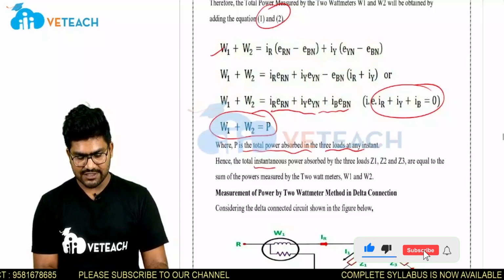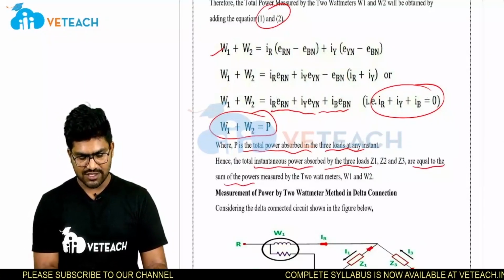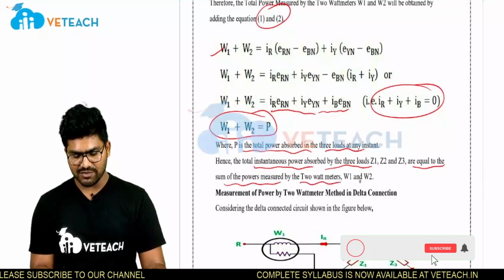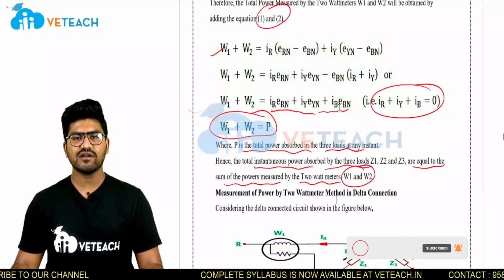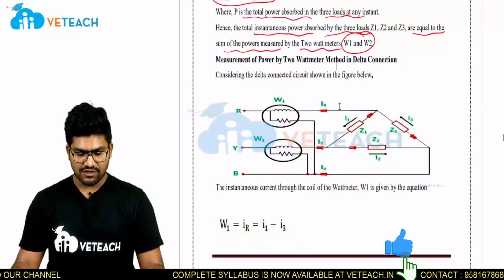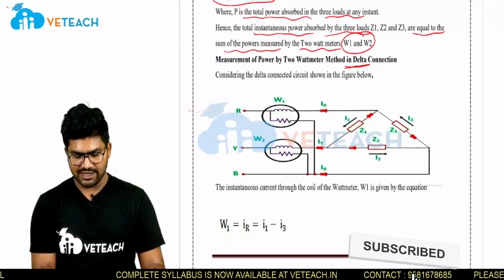Hence, the total instantaneous power observed by the 3 loads Z1, Z2, Z3 is equal to the sum of the power measured by the 2-watt meter method, which is W1 and W2. That is how we calculate power of a star connection. Now let us see the method for delta connection. These are the delta connections.